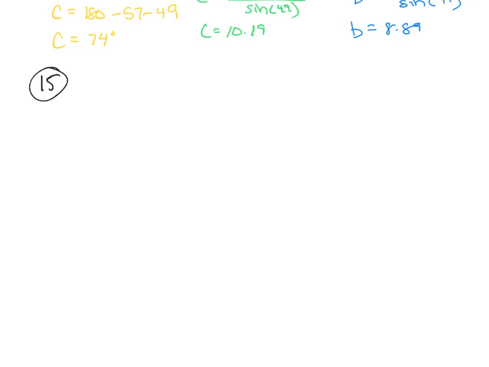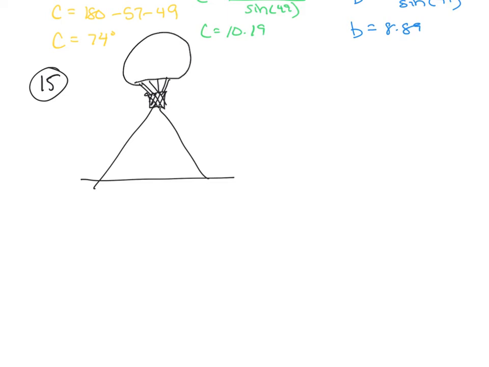So problem 15. A hot air balloon is tethered to the ground by 2 ropes. Okay, ground, 2 ropes, hot air balloon. That looks more like a basketball hoop, whatever. That is okay. So let's see. One rope is 150 feet long. So that's 150. The other one is 100 feet long.